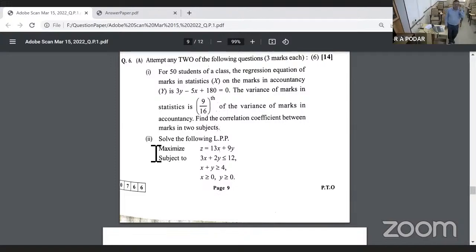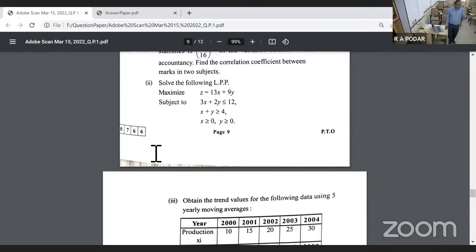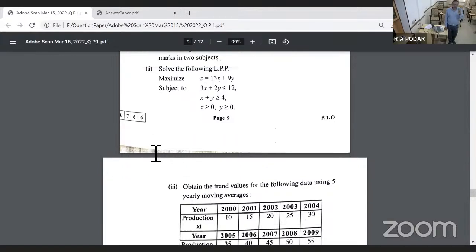The second question is LPP. Here a rough sketch is required. Madam has told you that a rough sketch is okay. So you have to draw the rough sketch and find the corner points. The corner point method is there, and you have to minimize or maximize. All those points you have to substitute, maximize to maximize, minimize to minimize. Here we have to maximize z. No problem.